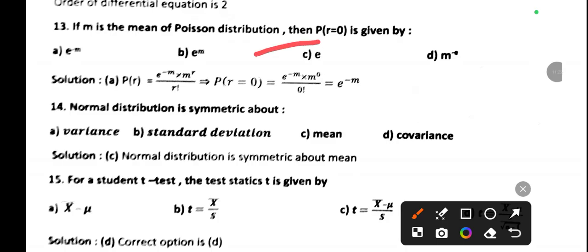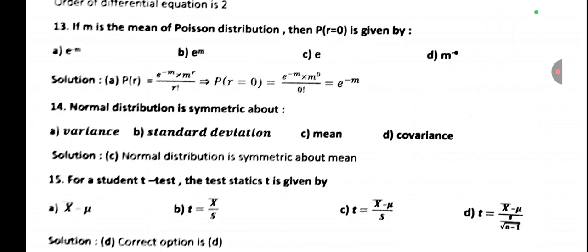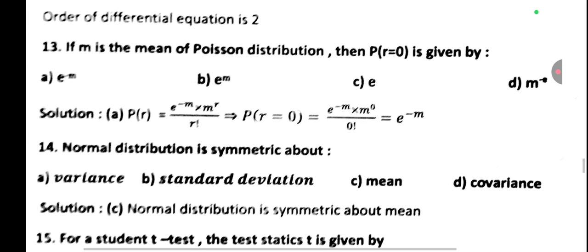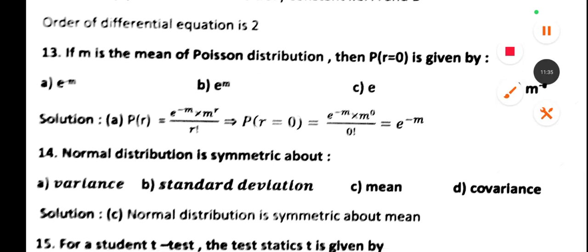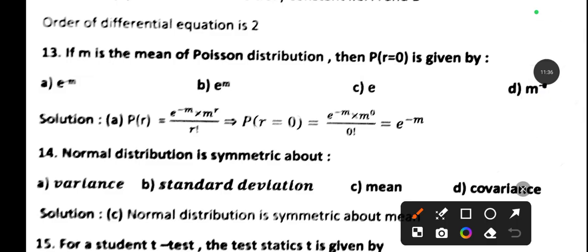So M is the mean of the Poisson distribution, r equal to 0. What we have to do, they are asking. Very simple. We apply the formula for Poisson distribution, e power minus lambda, lambda power x by x factorial. Lambda is replaced by M. Since x is 0, anything to the power 0 is 1, 0 factorial is 1. So e power minus m is the answer. So option A is the answer.